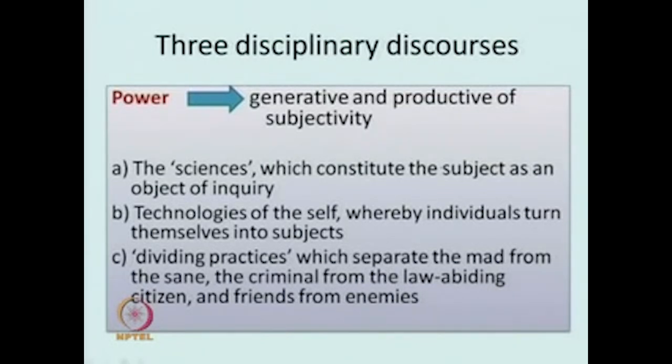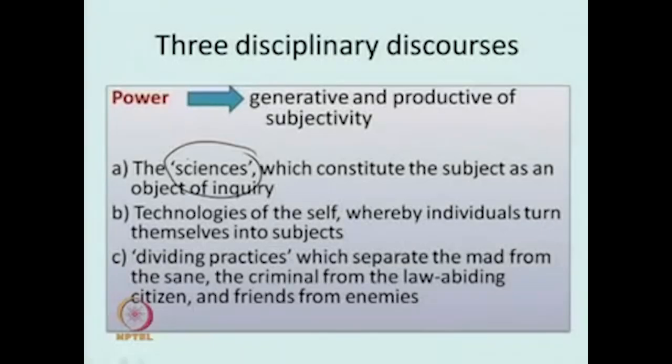And you will recall, we looked very quickly at these, the first being the sciences, which constitute the subject as an object of inquiry. So, power and discourse and knowledge as constitutive of subjectivity, according to Foucault, happens through three disciplinary discourses, and among them one is the sciences. The sciences, through their taxonomies, through their categories, through their classifications and their pronouncements constitute the person as a subject, as what? As an object of inquiry. So, the subject becomes an object, something to be studied and put into categories, given labels as it were.